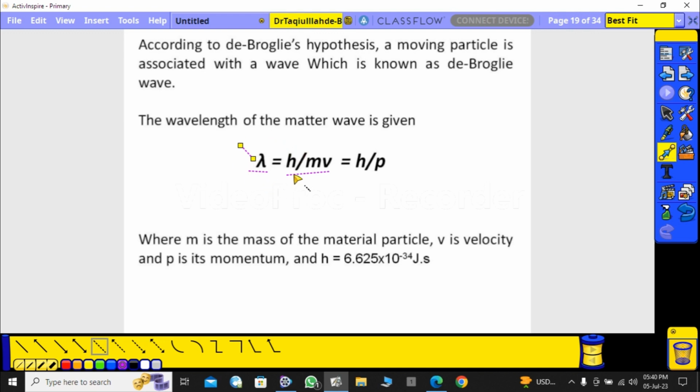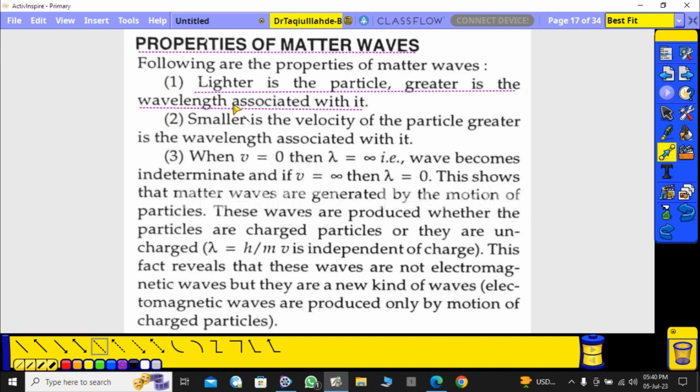Similarly, once again, if v is very high, lambda will be less. If v is very less, lambda will be the reverse. It is an inverse relation. Now the second point, as I have discussed: smaller is the velocity of the particle, greater is the wavelength associated with it. So these are the two points.